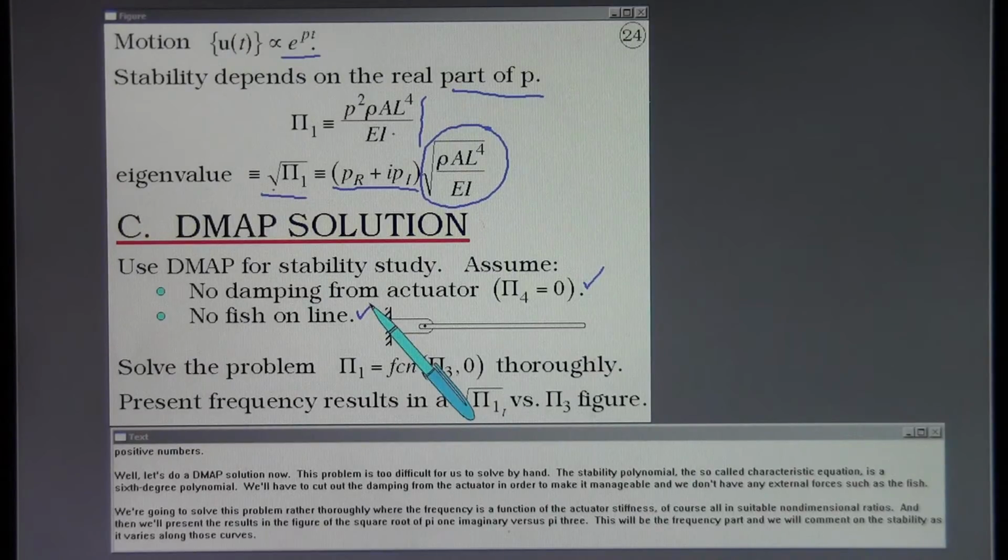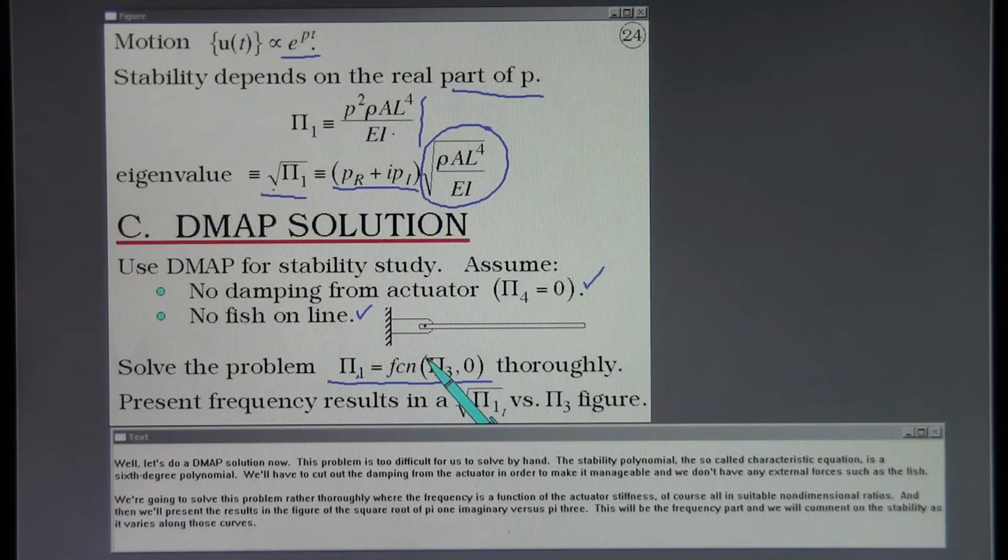We're going to solve this problem rather thoroughly, where the frequency is a function of the actuator stiffness, of course, all in suitable non-dimensional ratios. And then we'll present the results in the figure of the square root of pi 1 imaginary versus pi 3. This will be the frequency part, and we will comment on the stability as it varies along those curves.